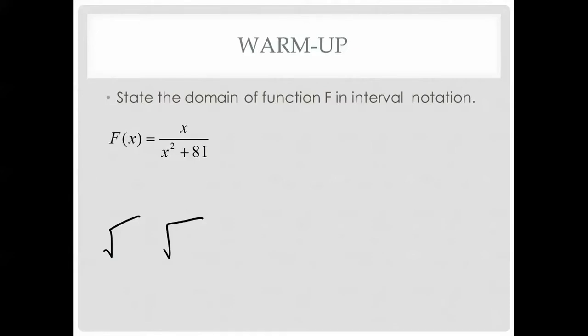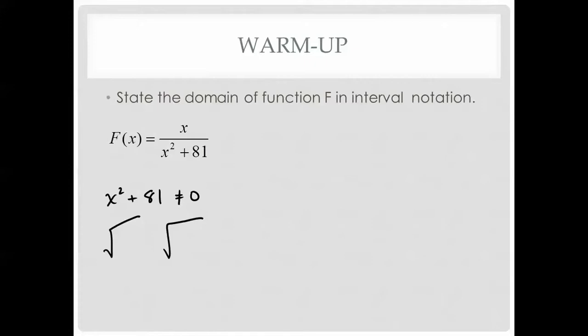Okay, in this warm-up, I want you to state the domain of function f in interval notation. So what do we know about functions with a variable in the denominator? We know that that denominator cannot equal 0. So in solving this type of equation, the left side, x squared plus 81, we can't factor that because it's a sum of perfect squares.